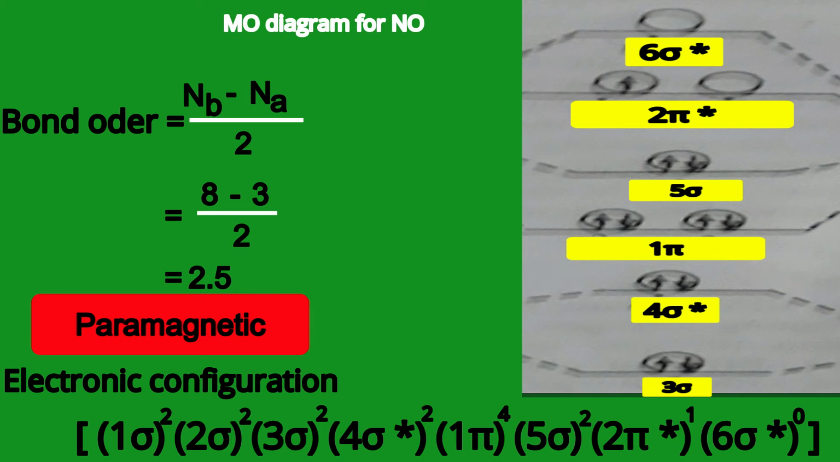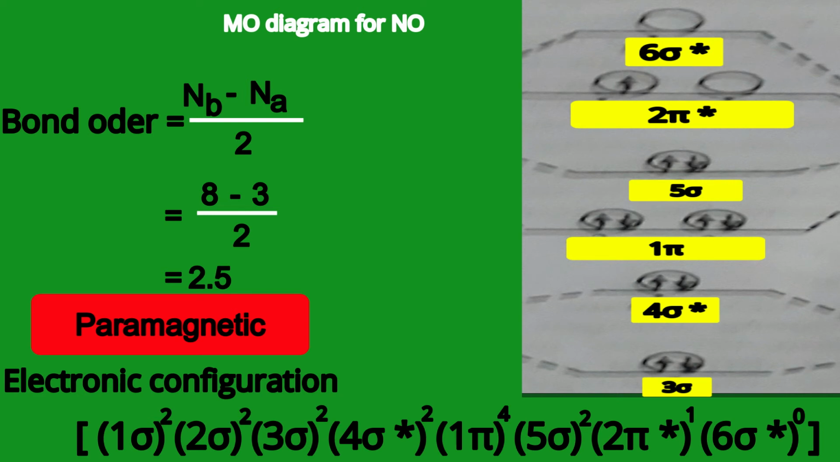So if you see these orbitals, 2 are non-bonding orbitals, those are represented at the beginning. Afterwards, 3 are bonding and 3 are anti-bonding molecular orbitals. What is the formula to find the bond order? Number of electrons in bonding orbitals minus number of electrons in anti-bonding orbitals, divided by 2. Now which bonding orbitals are here? 3 sigma, 1 pi, 5 sigma.